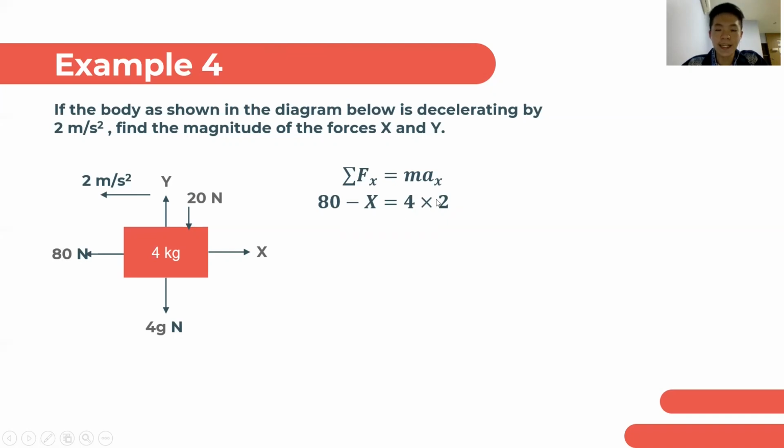4 times 2, which is 8. Transposing 8 to the left side gives us negative 8. So 8t minus 8 equals x. So x equals 72 newtons.